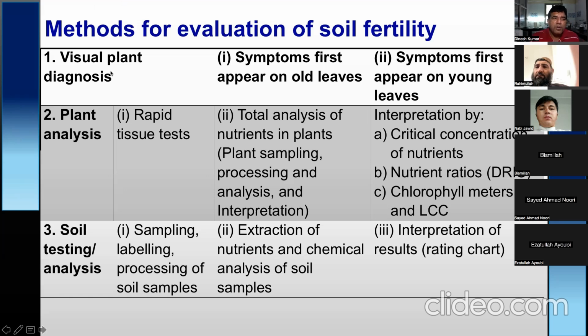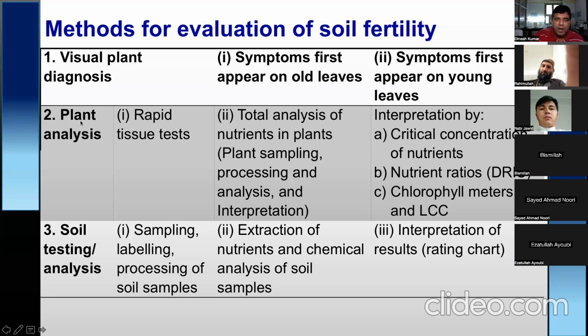So first of all, I told you that soil fertility can be evaluated, or deficiency symptoms or nutrient status of plant or soil can be judged by visual plant diagnosis. Visual means just seeing the deficiency symptoms. So symptoms first appear on all leaves in the case of nitrogen, phosphorus, potassium, and in the case of certain micronutrients like boron and iron, deficiency symptoms come on younger leaves and not on older leaves.